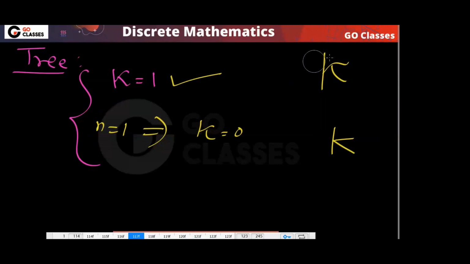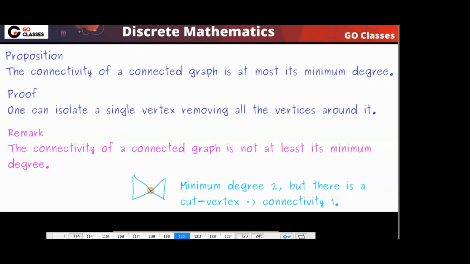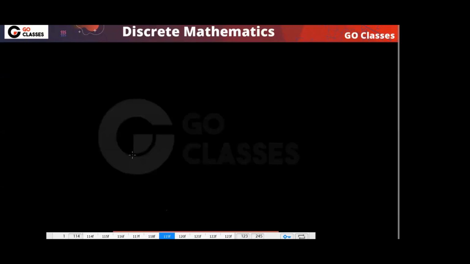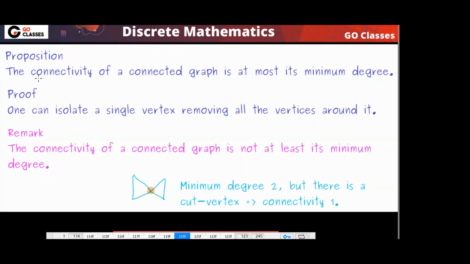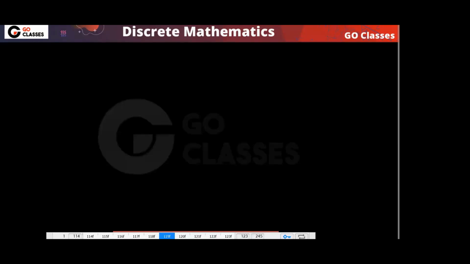So anyway, this is an interesting and very important result. Let's see what this result is saying. The connectivity of a connected graph is at most its minimum degree. This is my question: if the minimum degree is 3, then what will happen?